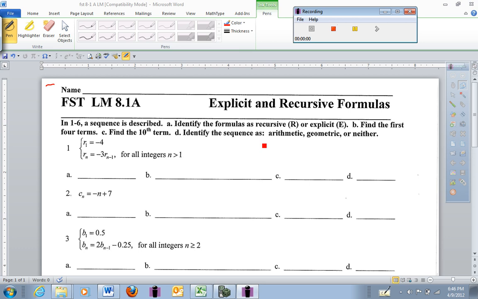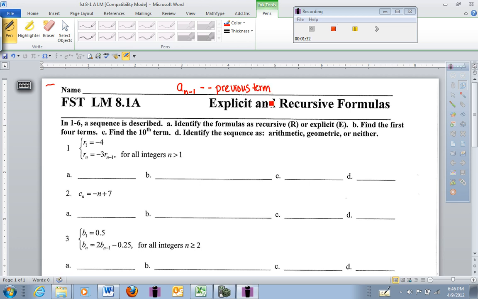Let's also talk about the difference between explicit and recursive. We know that a recursive formula has to do with this bracket on the side here. And what that has to do with is the fact that a recursive formula, in order to know the next term, we have to build upon the previous term. So you will see, for instance, something like in the formula where it says a sub n minus 1, and that's going to be denoting the previous term.